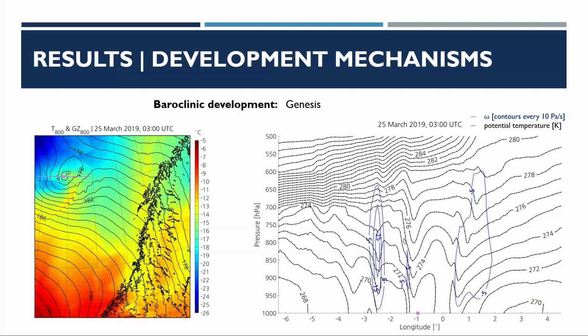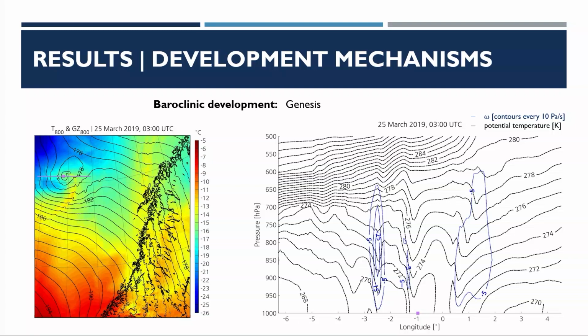So after looking at the fields, these are the preliminary results. It looks like it's baroclinic development, and this would be the genesis stage at 3 p.m. The figure on the left shows the temperature in colors, and the contours are geopotential height, and all of these variables are at 800 hectopascals. As you can see, we see the typical temperature field where you have this southward cold advection on the left side of the polar low, and warm northward air advection on the right side of the polar low. And the violet line is the profile that you can see on the right side of the slide.